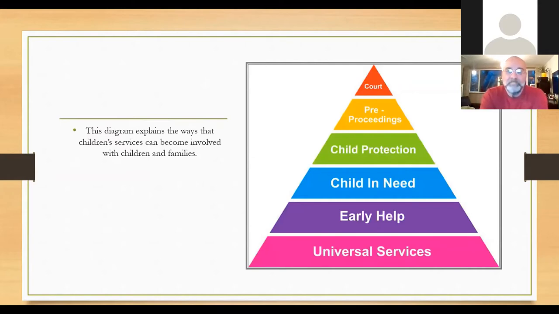So this diagram explains the ways that children's services can become involved with children and families. The first bit looks at universal services. Those services would include school, health visitor and GP, and those services are available to all children in the UK.